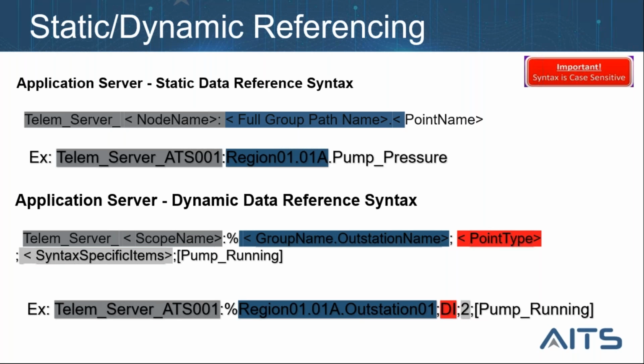For example, here the scope name is ATS001. The outstation name, as you can see, is shown after the path by putting a dot outstation 001. The point type here is a digital input, which is DI. I'm using here basically a DMP3 protocol. So 2 is the address of the point, which is the point number.